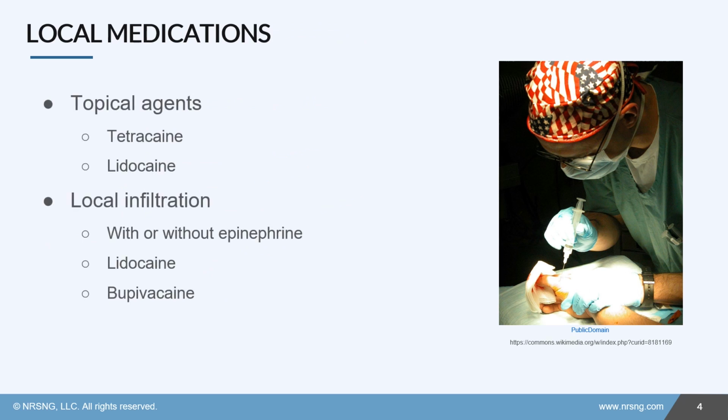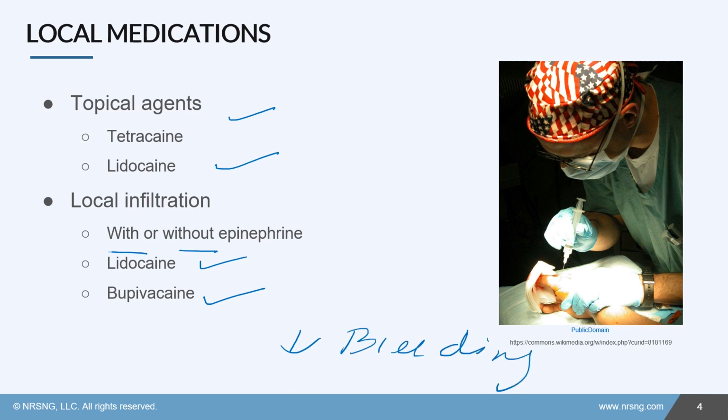Okay, so here are some examples of topical anesthetic agents: tetracaine, lidocaine, and also cocaine hydrochloride. A few injectable local anesthetic examples are lidocaine and bupivacaine, and these can be with or without epinephrine. Guys, epinephrine is often used to prolong the effects of the local anesthetic. It also decreases systemic absorption of the medication and can also decrease bleeding because of its vasoconstriction properties.